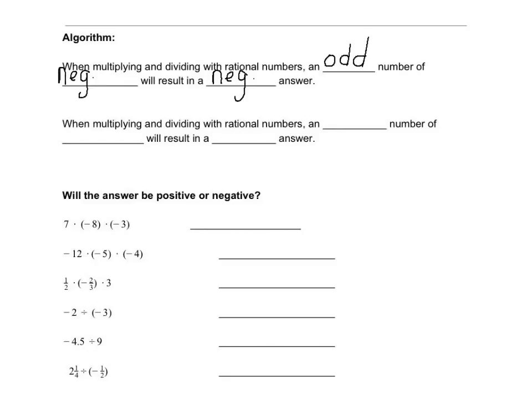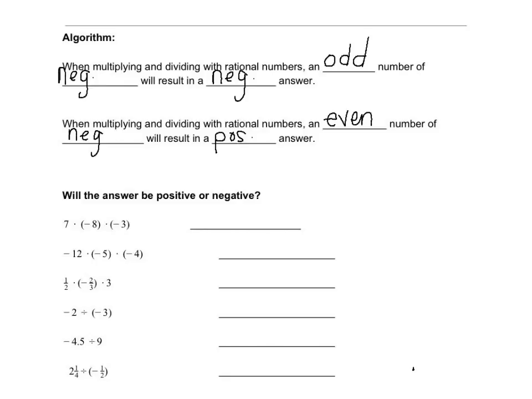On the reverse of that, when multiplying and dividing with rational numbers, an even number of negatives will result in a positive answer. So if I have two negative numbers, my answer is positive. 4 negative numbers, my answer is positive. 6 negative numbers, my answer is positive. So hopefully that gives you an idea.